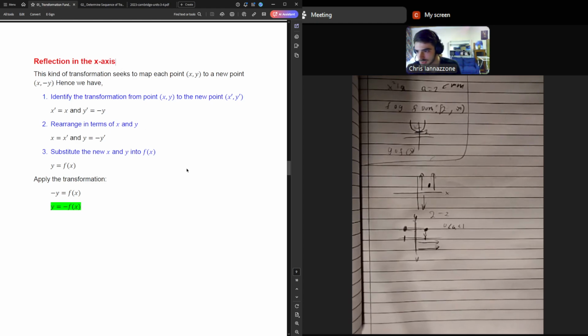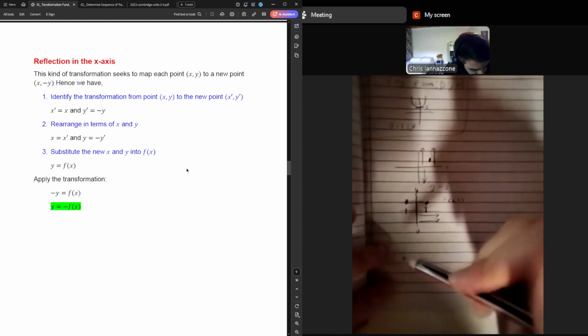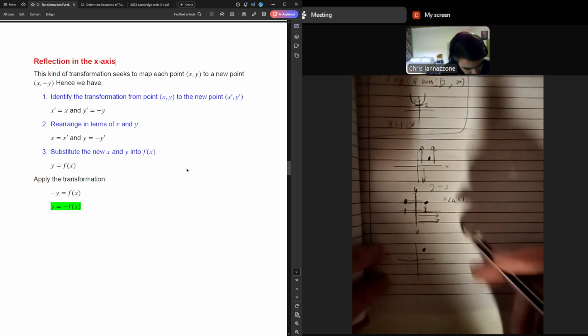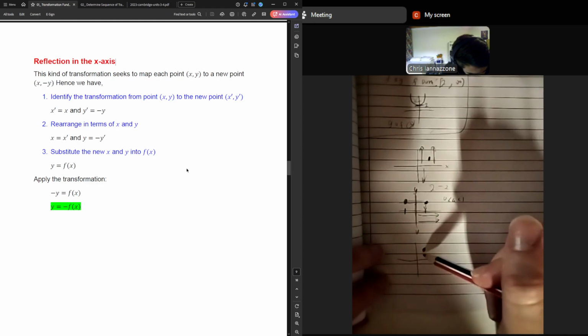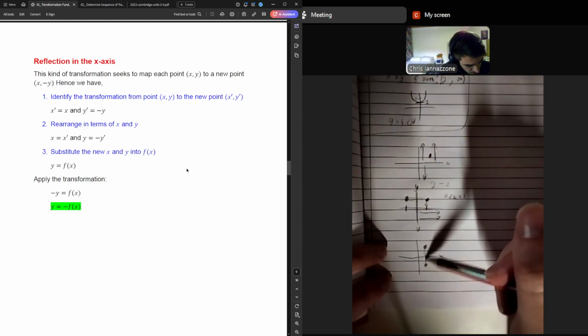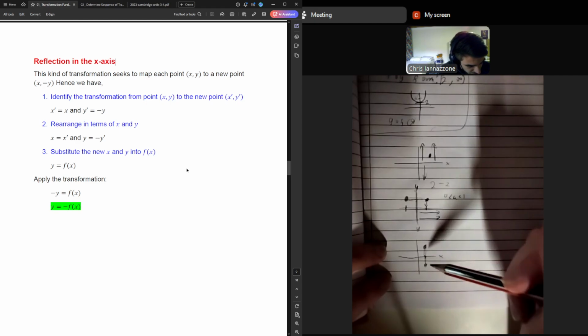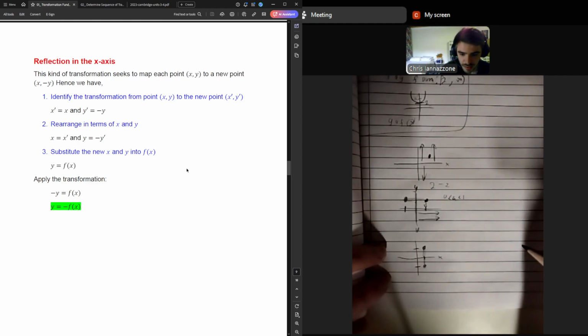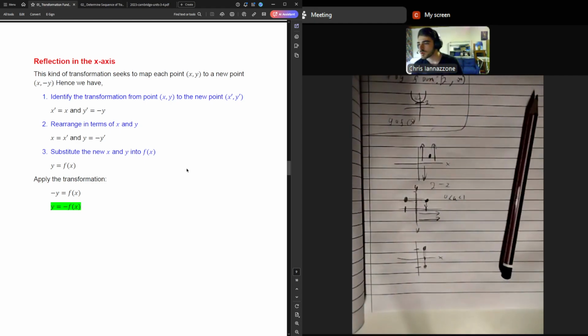Reflection in the x-axis, so same deal, but now it's on the y value. So again, if I get up another axis and a point, the x-axis is now our mirror. And so if that's the mirror, then the point is going to shift vertically over to here. Now vertically, these have the same x value, right? Nothing's changed there. But what has changed is the y value has gone from positive to negative. And so that's why the y value gets a negative.